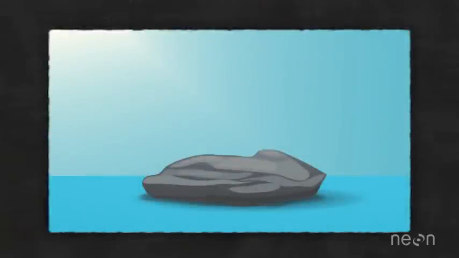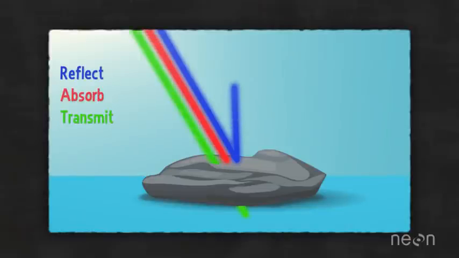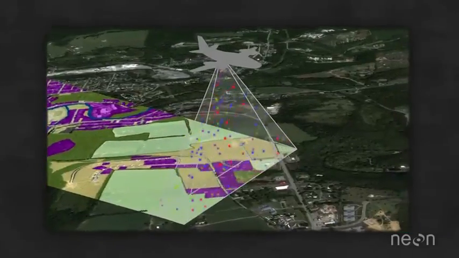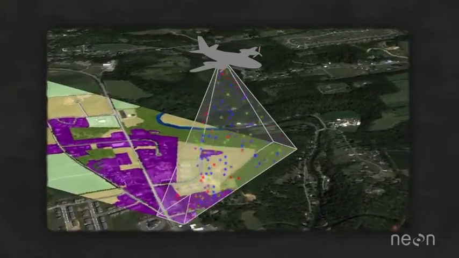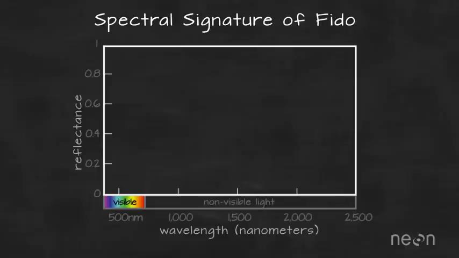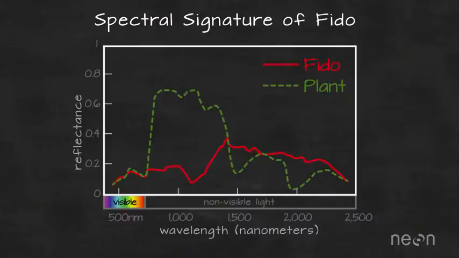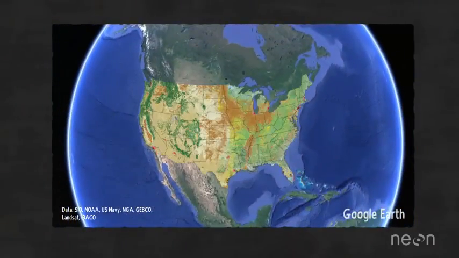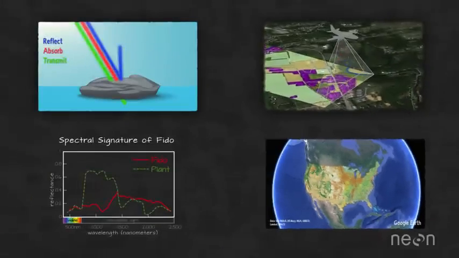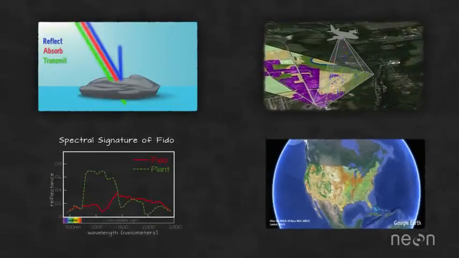To review, different objects reflect, absorb, and transmit both visible light and light energy that we can't see differently. Imaging spectrometers record the amount of light that these objects reflect. The amount of light energy reflected by an object throughout the electromagnetic spectrum is called its spectral signature, which is driven by the physical structure and chemical makeup of the object. We can use that signature to identify different objects in both the photograph and across the Earth's surface. And that, my friends, is how we use reflected light energy to both map what's on the ground and measure changes in our environment.